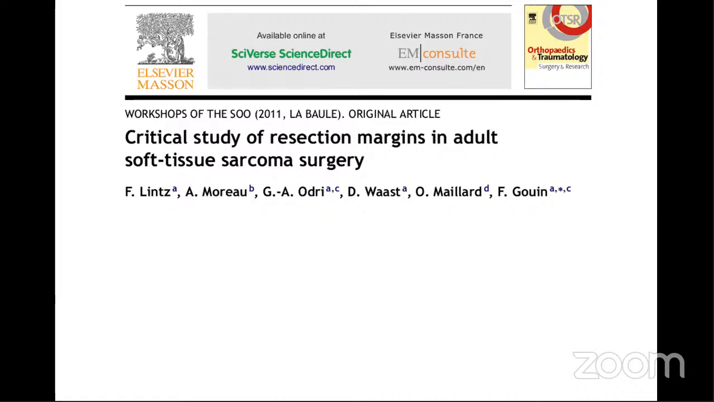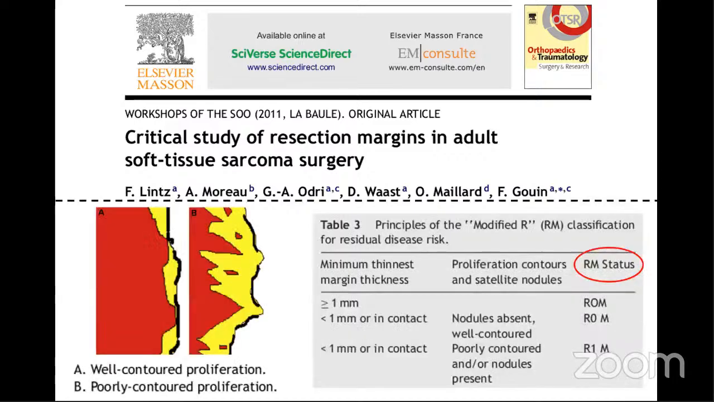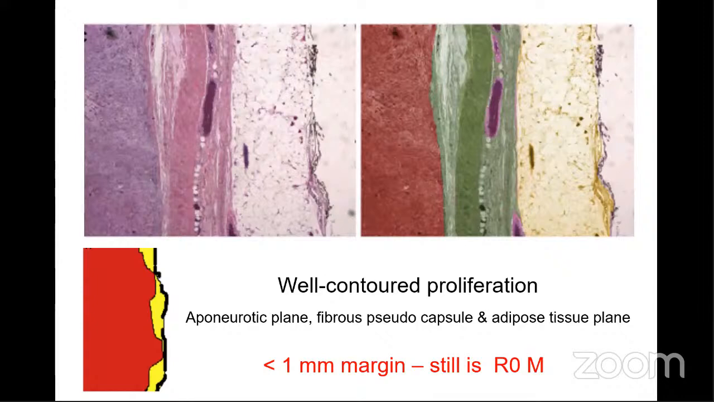And I think this paper published in 2011 shed some light on it, that it is the actual nature of the tumor that is causing this confusion between the less than 1 millimeter, greater than 1 millimeter concept. If the tumor is well contoured with no nodules, then even a less than 1 millimeter margin is R0. But if the tumor is not well contoured, has nodules, then you need more than a 1 millimeter margin. And this sort of explains this, that where there is a good aponeurotic plane or a fibrous pseudo capsule, then a less than 1 millimeter margin is adequate.